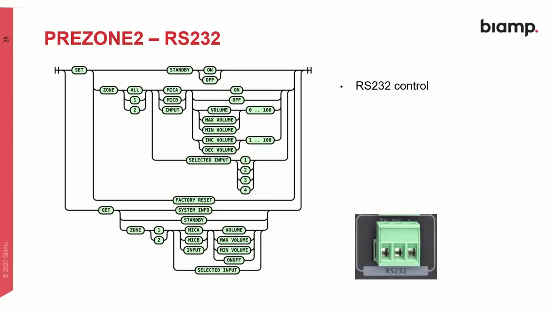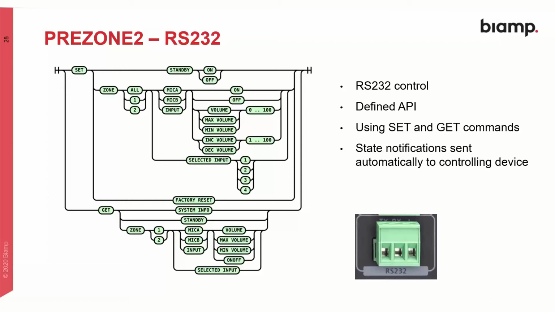On the RS232 control section, there's a 3-pin connector, of course, for making your connection to your controlling device. It could be a Windows PC, for example. There's a defined API, and this is it. This is everything that you need on the left-hand side. We've used a flowchart kind of design to allow you to construct the control parameters that you need to send from your controlling device. It uses set and get commands predominantly, same as we're used to in Tessera and Vocia, for example.